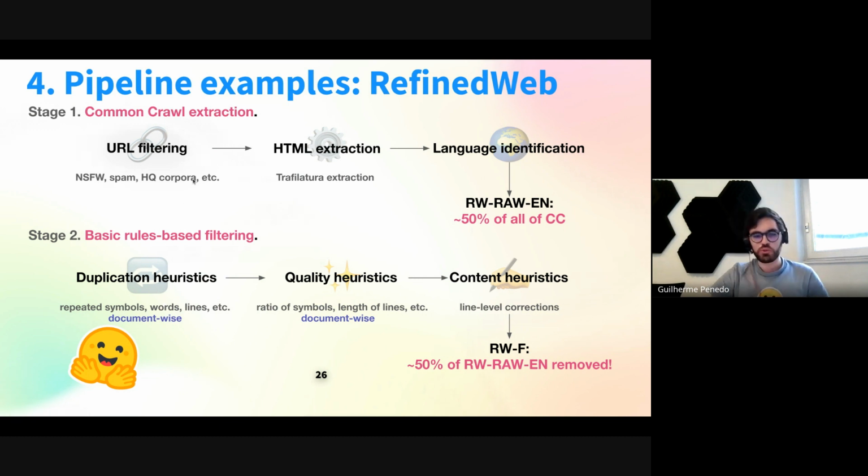So we have some rules to try to find if a document is just the same sentence, the same group of words repeated a lot of times. We have some rules to try to look at the ratio of symbols, length of lines, to detect quality. And everything here, again, runs document-wise, so we look at one document individually.